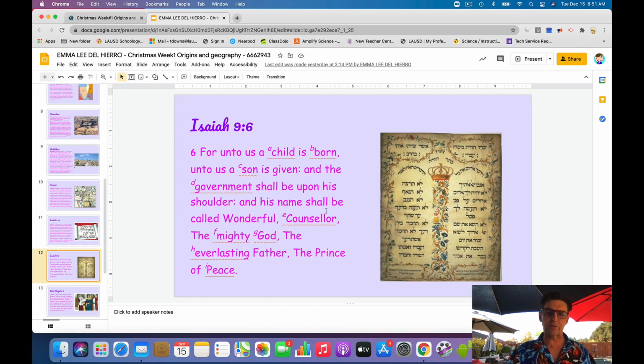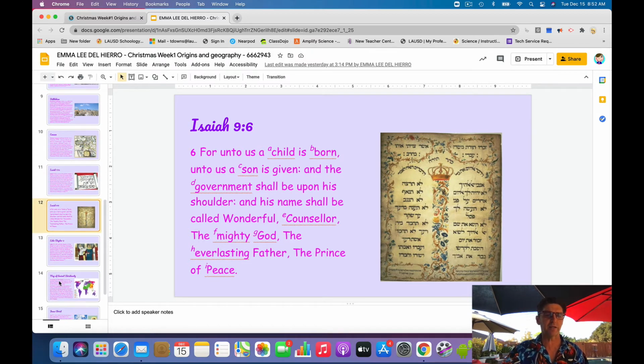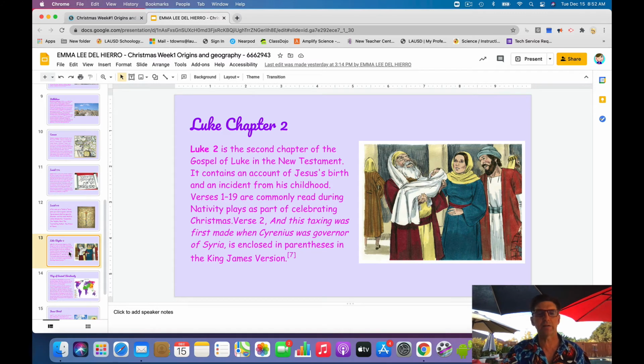What about this monotheism thing? Sounds like two gods. No, he is that person, and that's something called the Trinity. We will not dive that much into that because it gets a little complicated. We're just looking at the history of the text.